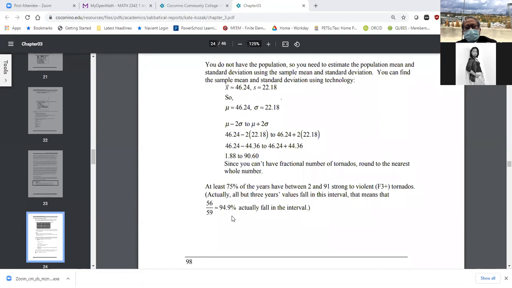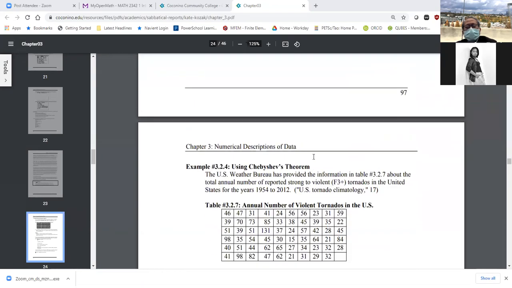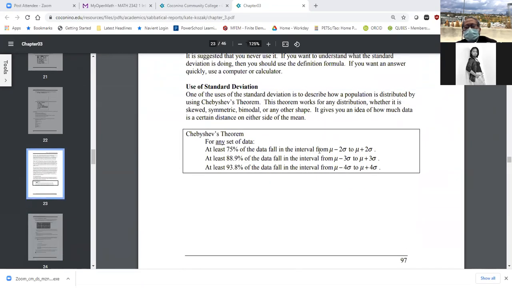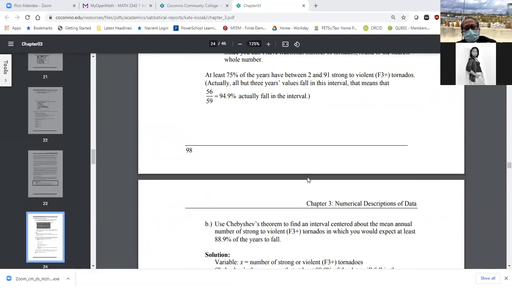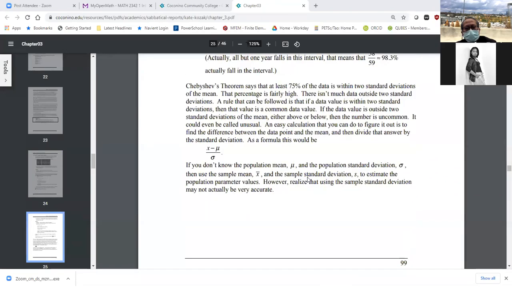Okay, if you want to check, this is for the 75%. So you need to start with mu minus 2 sigma, and then on the right side you need to add 2 sigma to mu, right? Okay.